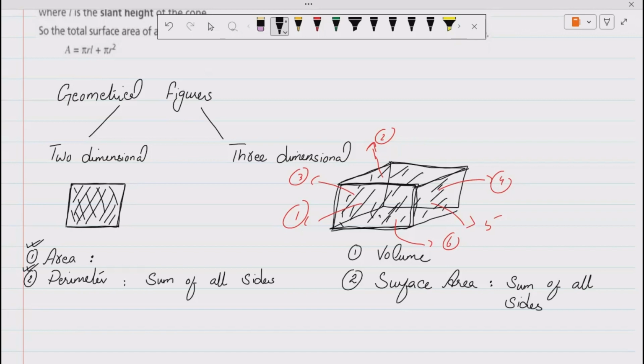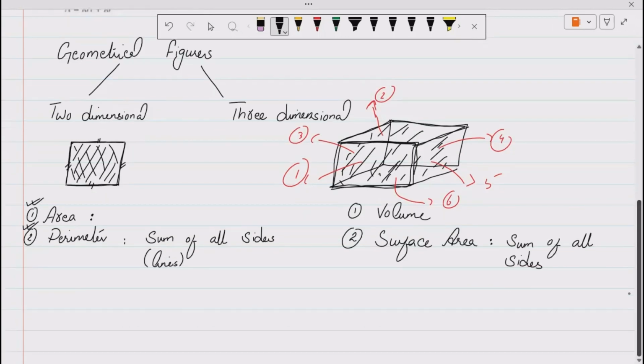You can see the perimeter is also the sum of all sides, but there the sides are lines, right? These 4 lines, 1, 2, 3, 4. But when we talk about the surface area, the sides are not lines but two-dimensional objects. Here it is a square, right? So this is the concept of surface area, and the volume is really easy. It's just all the space that any figure covers in 3 dimensions.